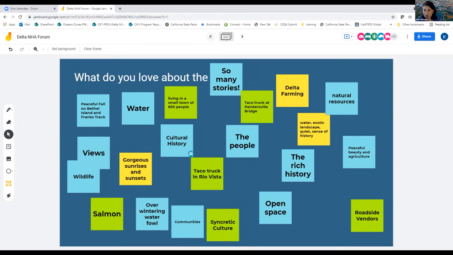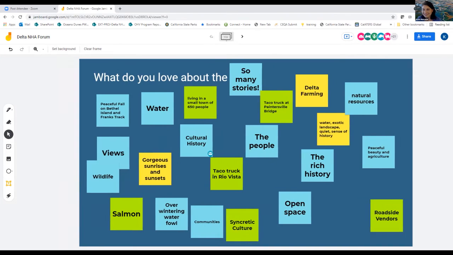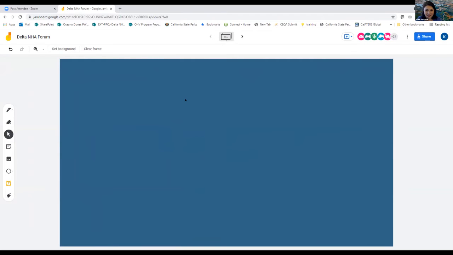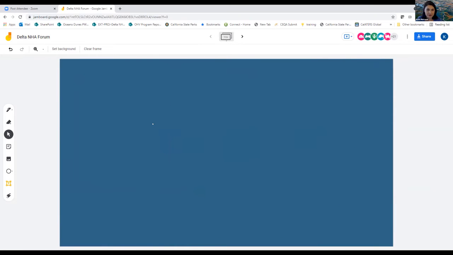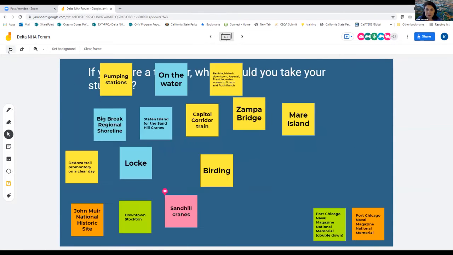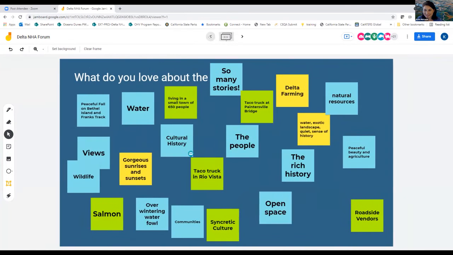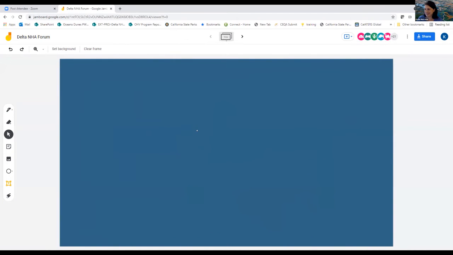I still want to know about that taco truck. And this one disappeared. Someone must have accidentally erased it. There we go. Nope. Nope. I have no idea. Well, when you give everybody control, the power, things happen.